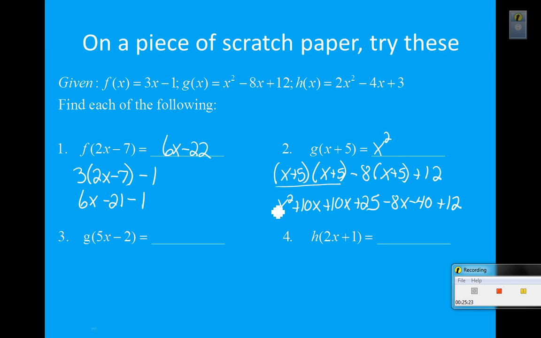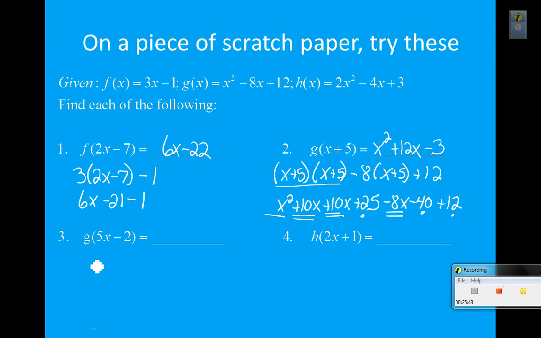I spy an x squared. And then it looks like I got 10x, 10x, minus 8x, so it looks like 12x. Then I got 25 minus 40 is negative 15, plus 12 looks like a negative 3. So there you got it. I'll click through number 3 and number 4 with you, and that will conclude my video for you.